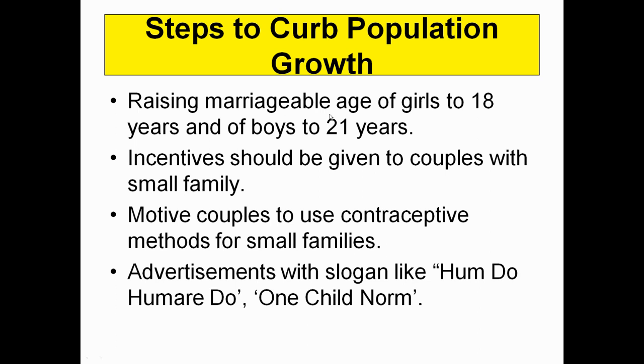Next are steps to curb population growth. First of all, the government has taken steps to raise the marriageable age for girls up to 18 years and boys up to 21 years. Incentives and lucrative offers have been provided for couples having small families. Then motivation has been provided in all aspects, in terms of society and governmental aid for small families, and slogans like Hum Do Hamare Do and one child norm have been published on all available social platforms. The ultimate aim of these programs is to have small families.